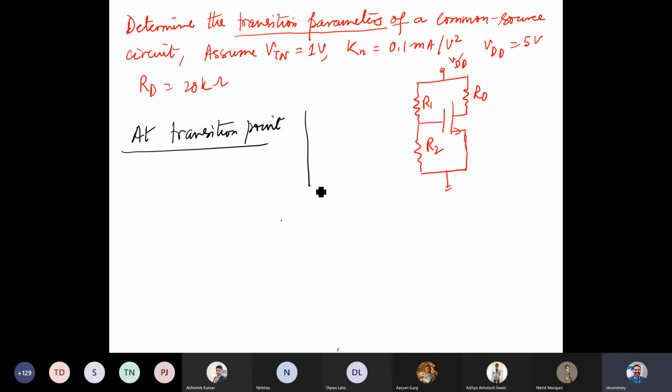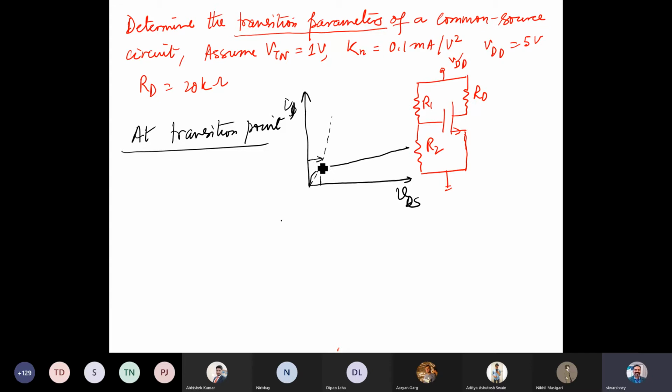At the transition point, let's say we don't know what they are, so let's say this is ID, VDS, and here, basically, this is the transition point. Right, so this is basically a transition point.